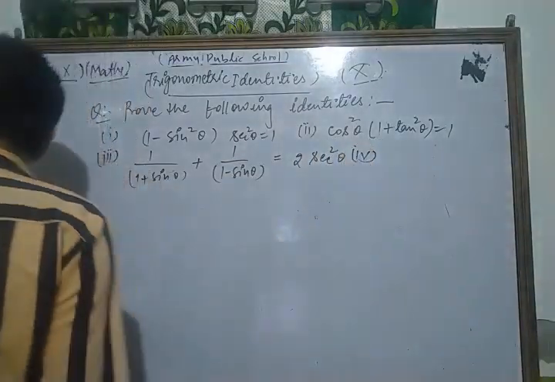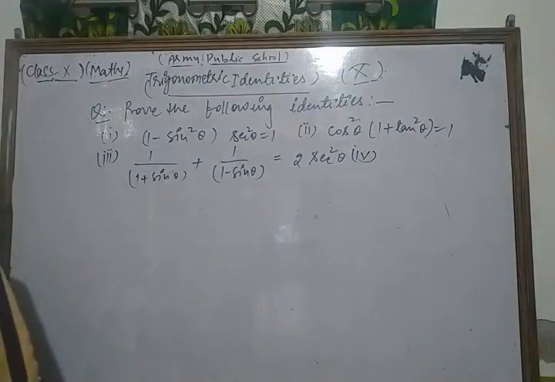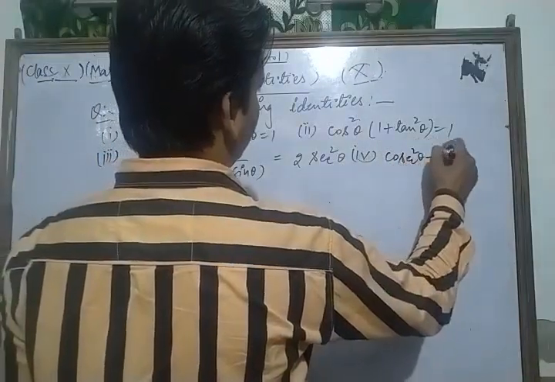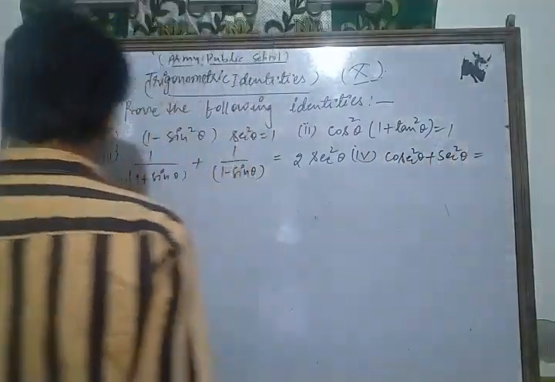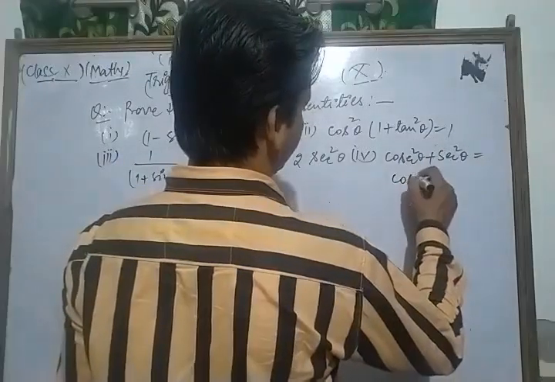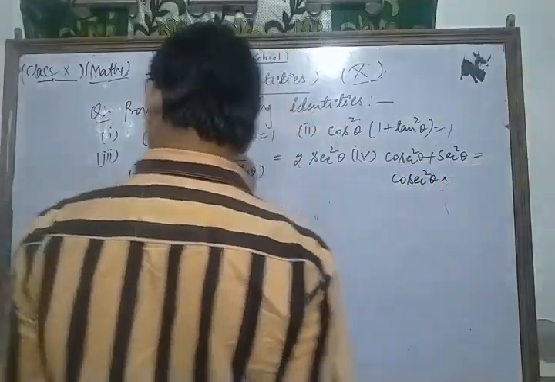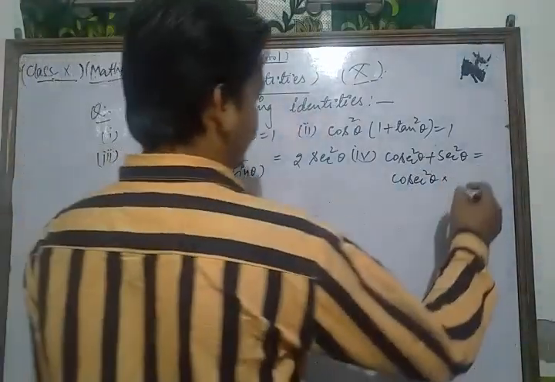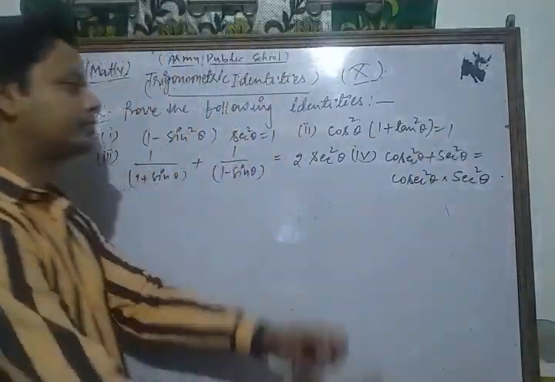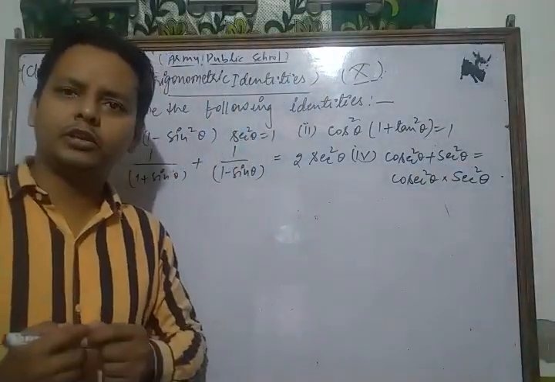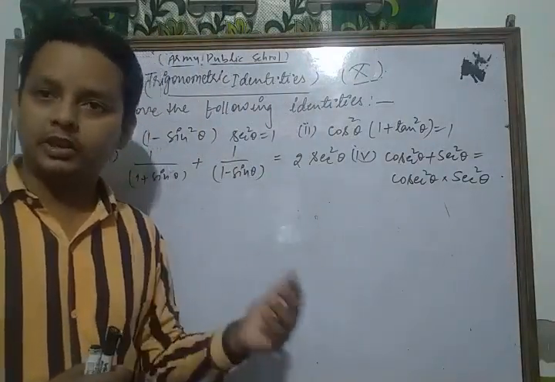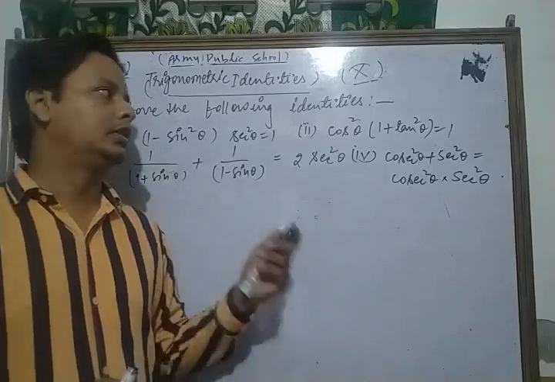And the last one, fourth, is cosec square theta plus sec square theta is equal to cosec square theta into sec square theta. Let's see. This is a very important question of your syllabus based on algebraic trigonometric identities. Now we take and solve each part of this question.